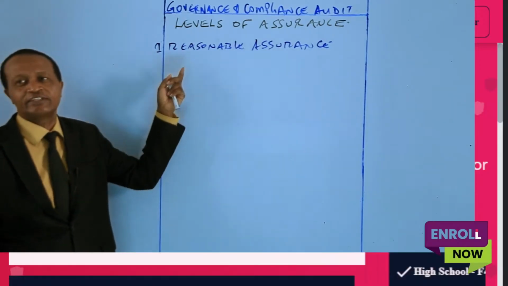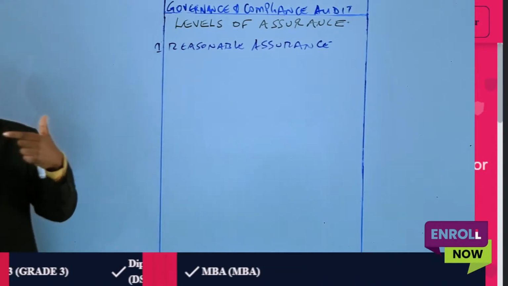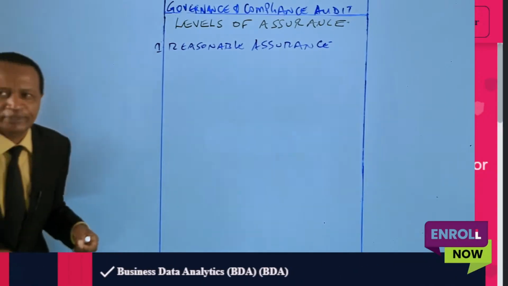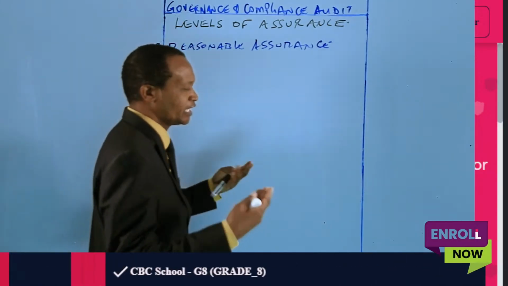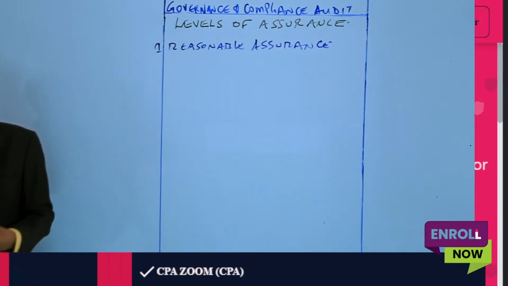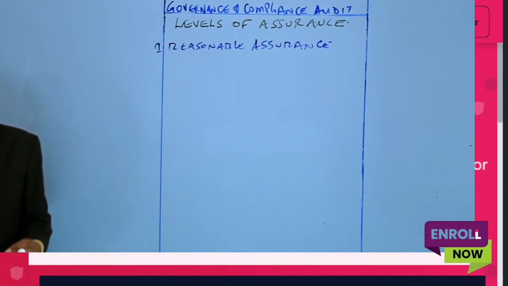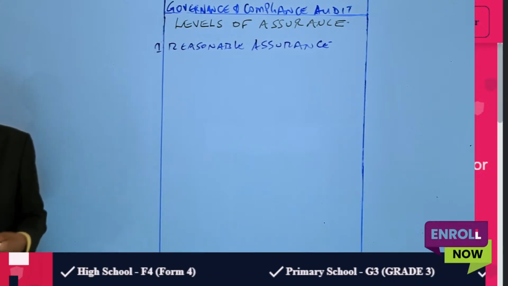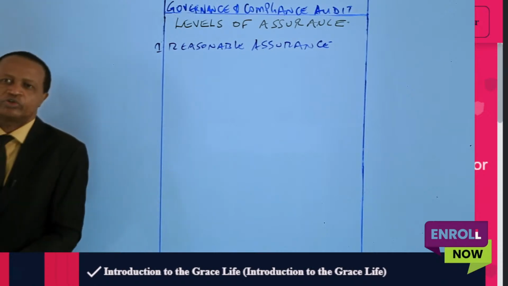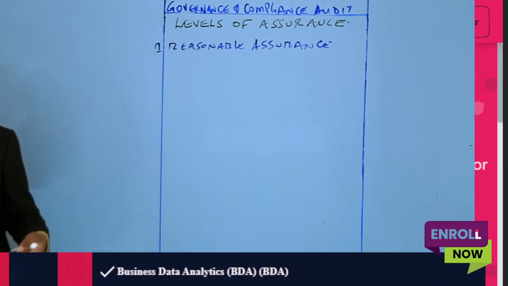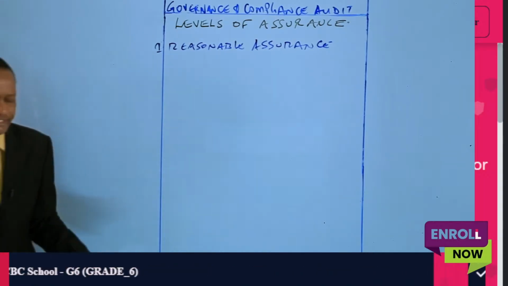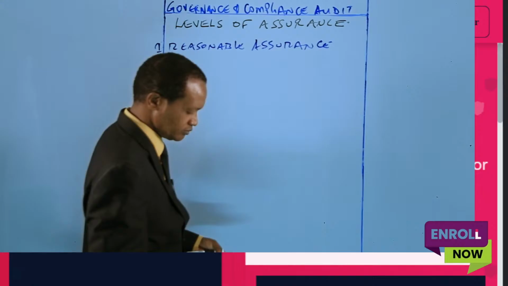You understand? And this level is chosen for high risk areas where non-compliance would have a severe impact. Examples could include audits required by law or regulation. It could be audits of critical financial controls or data security systems. Another example could be audits where there is a high potential for reputational damage or significant financial penalties. You understand?